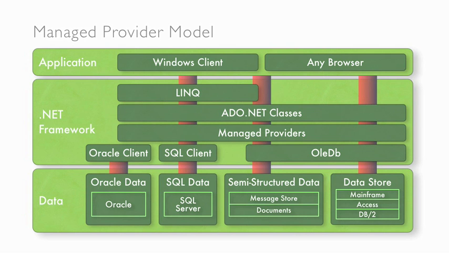Let's first begin with understanding the history of data access, which led us to the ADO.NET object model and its benefits. Starting from the top on this chart, you can see that we've broken this down into 3 different layers: application for any user interface features, the .NET Framework itself for your data access, and then your actual data layer, the repository for where your data is stored.